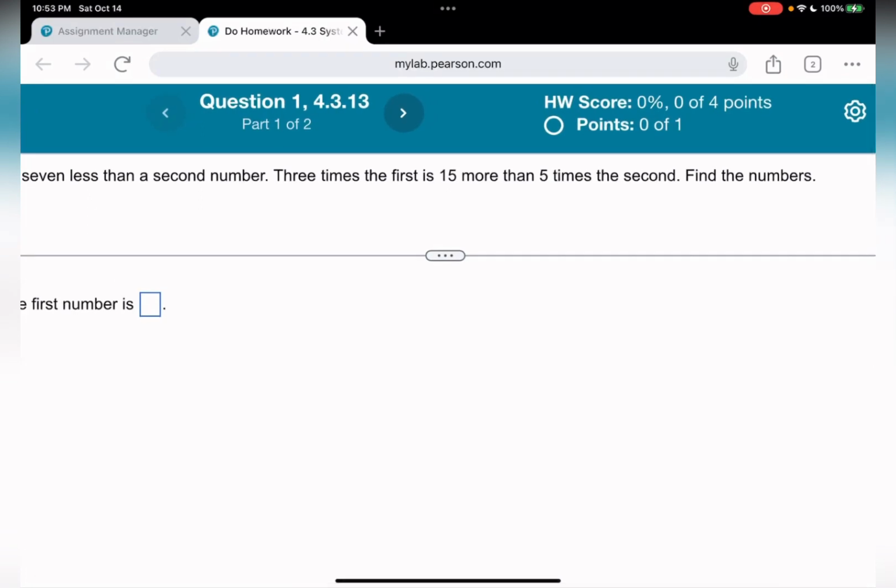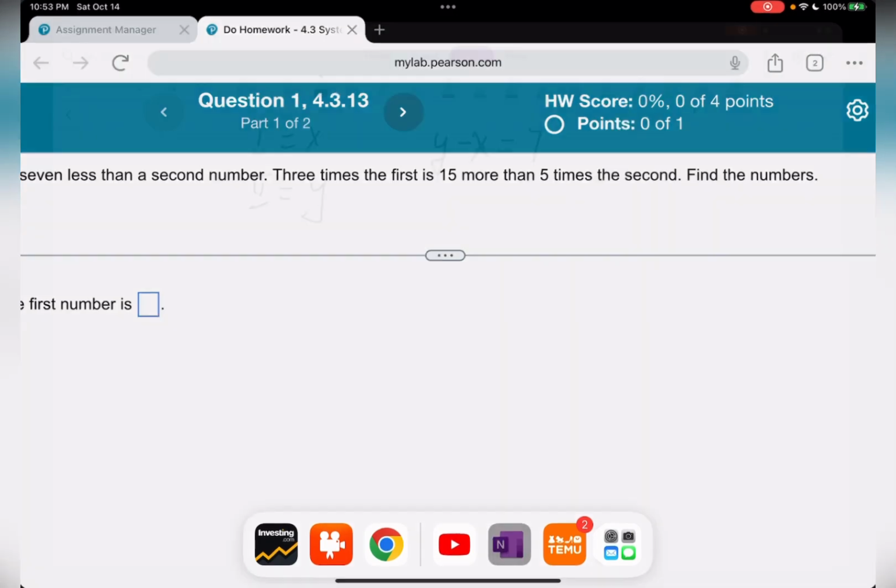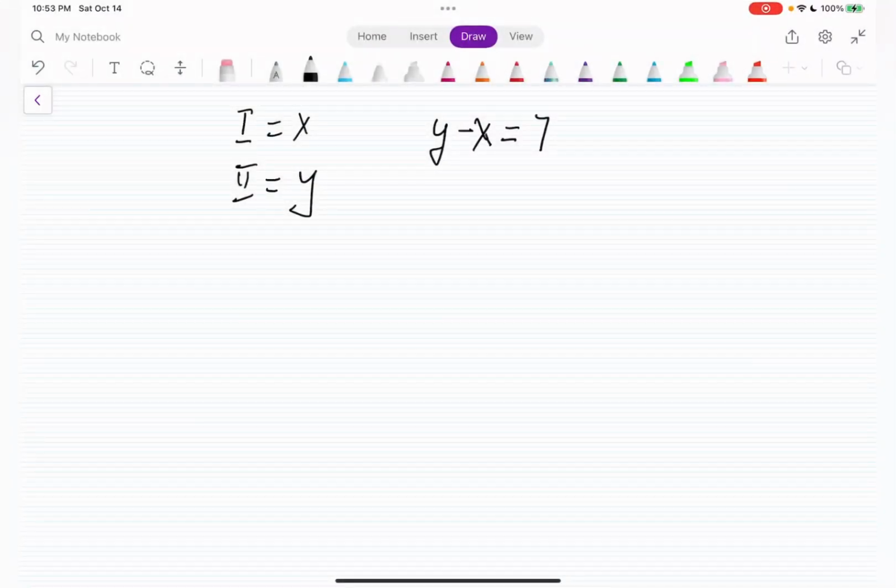3 times the first one is 15 more than 5 times the second. 3 times the first one is 15 more than 5y. Right? Okay.